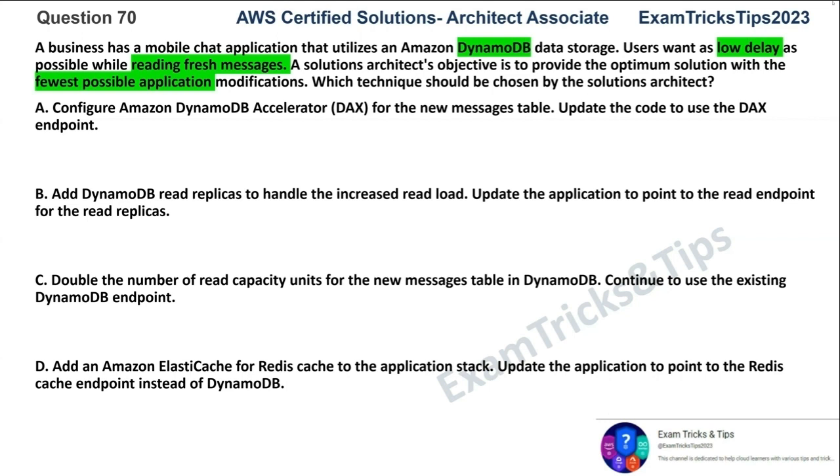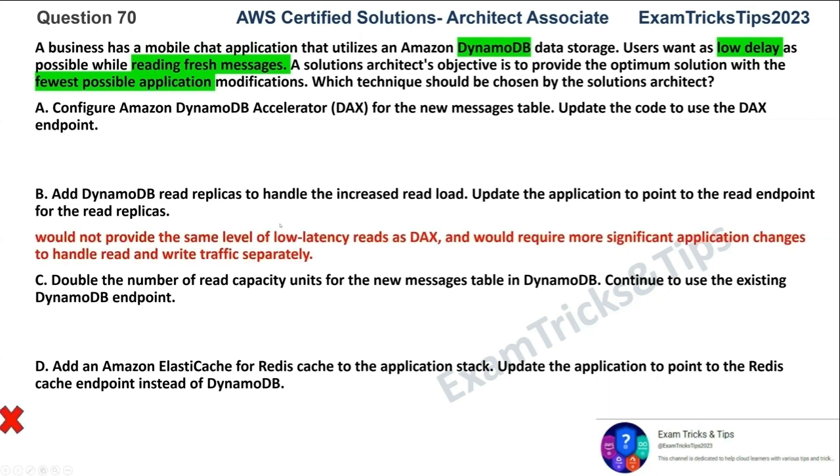So option B says let's use read replicas. Now this will not provide the same level of low latency reads as DAX and would require significant modification because you're going to create replicas, and replicas is never an answer for minimizing the read latency. That is good for separating a reporting load from a transaction load and thus improving the performance of the system, not in this particular problem scenario.